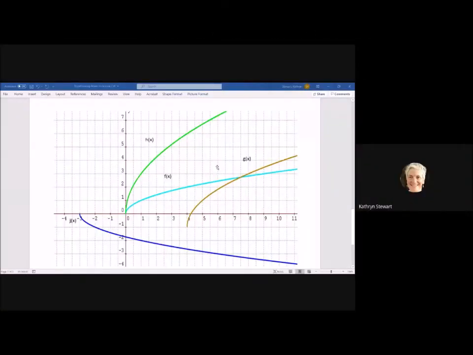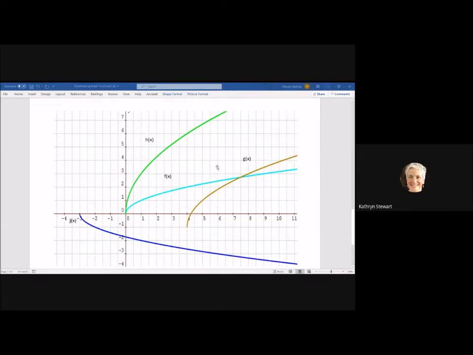Let's go over this problem. There were a couple of sneaky transformations on this sheet. So let's just quickly go over equations for f of x, g of x, h of x, and j of x. So let's start with f of x.